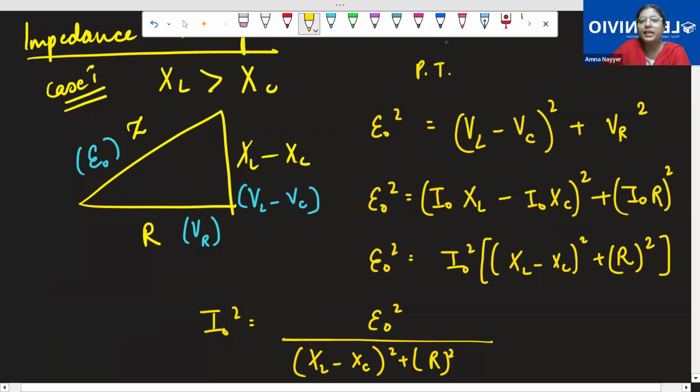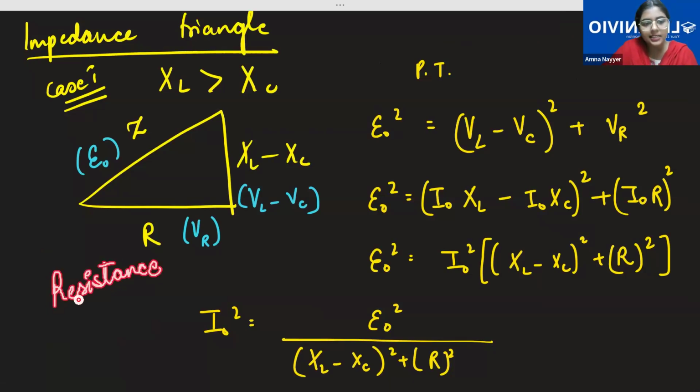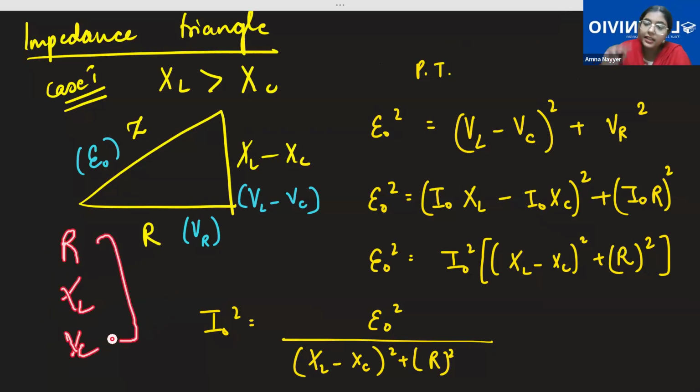I'll just repeat. Impedance means the way we have the resistance of an individual circuit. When we talk about the term resistance, it means opposition. When the electrons are flowing smoothly, the ions present within the wires oppose the flow of current. That is resistance. So for different circuits, you have R, you have XL, you have XC.